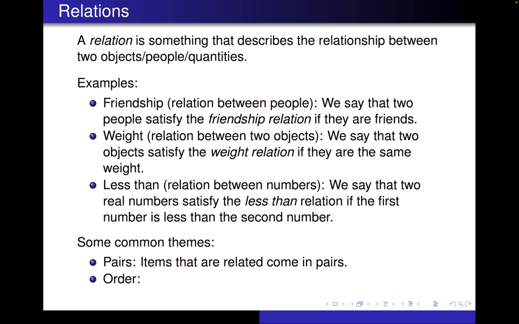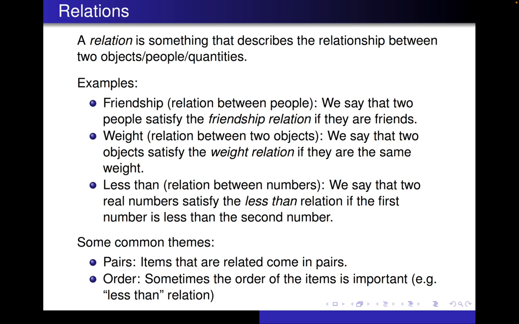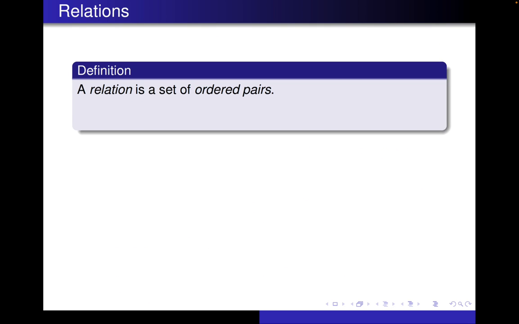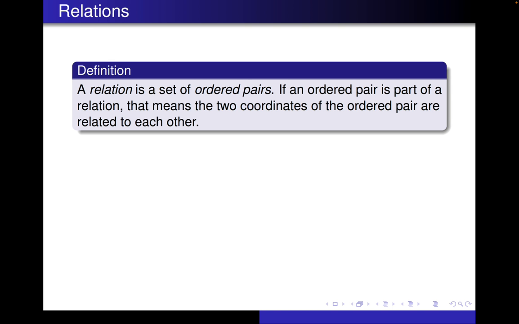And the second thing is the order can be very important. For instance, in the less than relation, it's really important what order they come. If I say 2 is less than 5 and 5 is less than 2, that is saying two different things, even though I'm using the same two numbers. So in general, a relation is a set of ordered pairs, and when I use the phrase ordered pairs, you can see how that is going to lead us to a connection to functions. If an ordered pair is part of the relation, that means the two coordinates of the ordered pair are related to each other. If not, that means they're not in the relation.